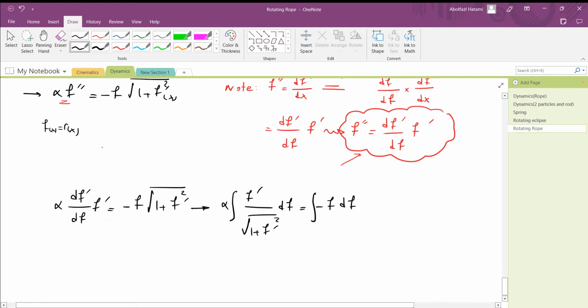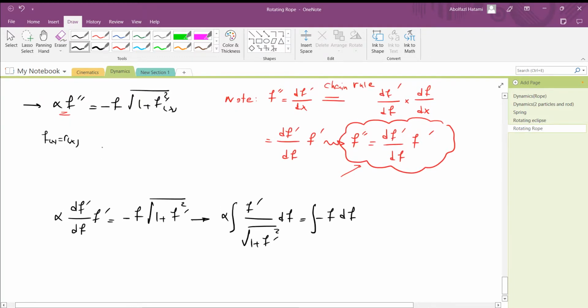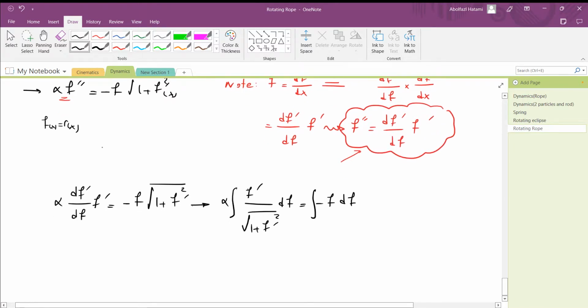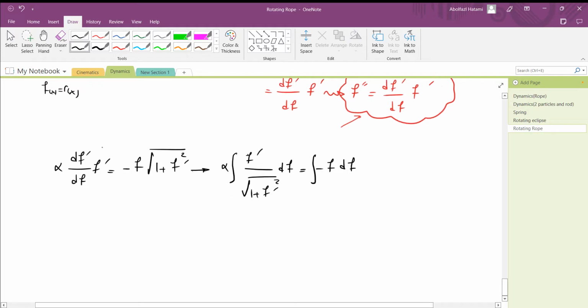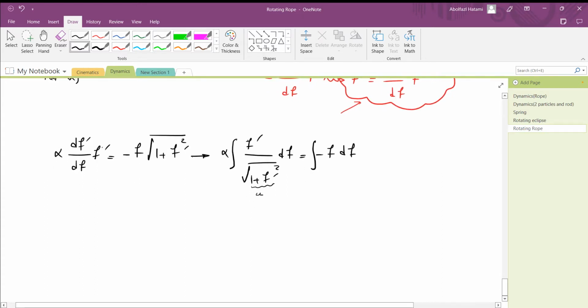Here we obtained this equation, and we can actually solve it. I consider that you know how to solve these integrals. Actually, if you take 1 plus f prime squared as u, you will obtain alpha integral of du over 2 radical u, and here you obtain minus f squared over 2.